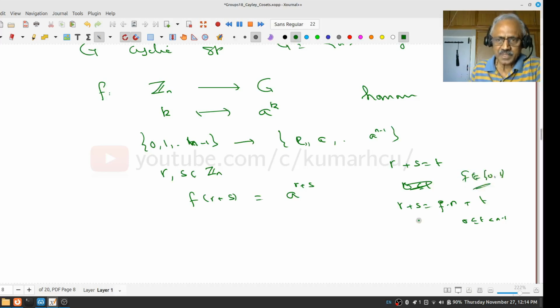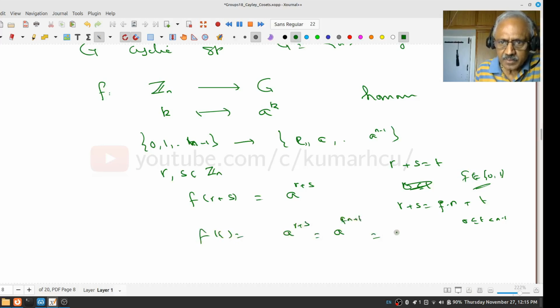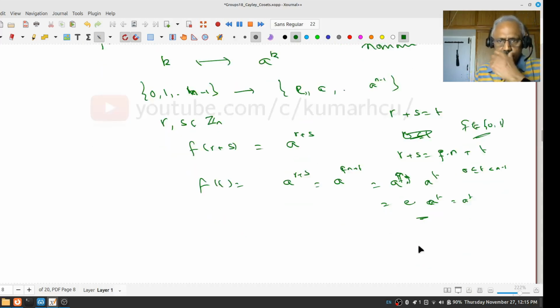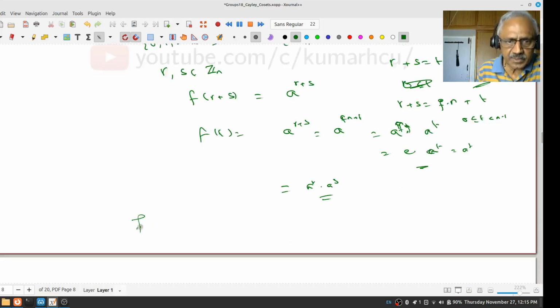But that is immaterial, write it that way. Therefore, R plus S is nothing other than T. This is same as F of T. But this is also A to the power R plus S, that is A to the power Qn plus T, which is A to the power Qn into A to the power T. A to the power Qn is identity into A power T, that is A power T. Right? That is A to the power R into A to the power S. Okay? So, this F is an isomorphism.